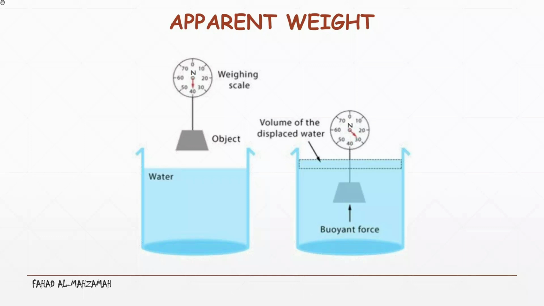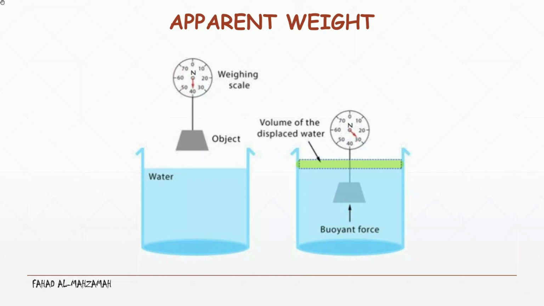Suppose this object outside the liquid measures 40 Newton. However, when you immerse it inside the liquid, you will find it displaces some volume. This is the volume that has been displaced, this area, and you will see that its weight has decreased. So the apparent weight has now decreased to 30. Its weight was 40 Newton, and now it's 30 Newton. Why has it become less? Who takes the 10? It is the buoyancy.